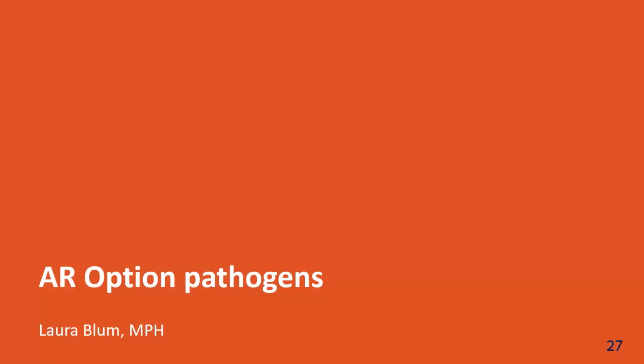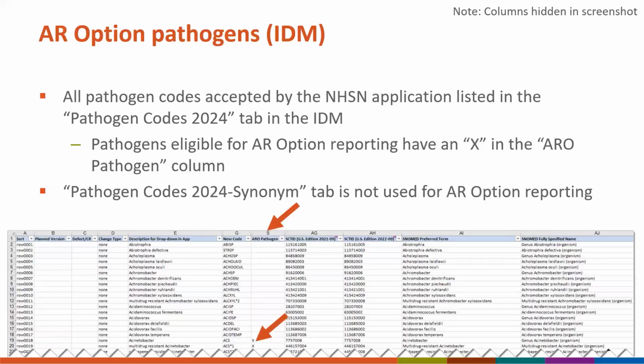Now let's move on to looking at the AR option pathogens. So all pathogen codes accepted by the NHSN application are listed in the Pathogen Codes 2024 tab in the IDM. And the pathogen codes that are eligible for AR option reporting have an X in the ARO pathogen column. The Pathogen Codes 2024 synonym tab is not used for AR option reporting, so we're not going to go over it in this presentation. And just to note, all the screenshots of the IDM have some columns hidden, so you're able to see everything better. It's quite a long spreadsheet.